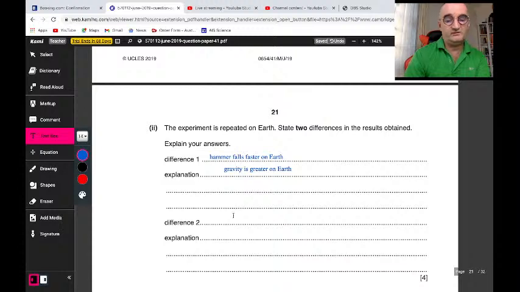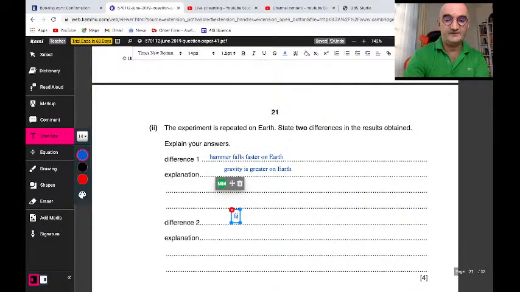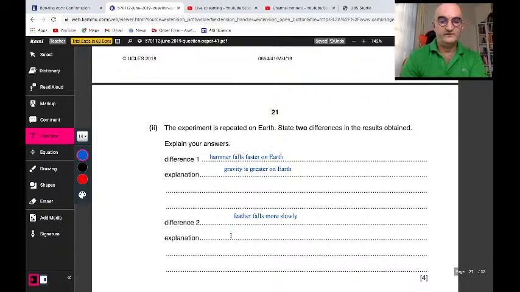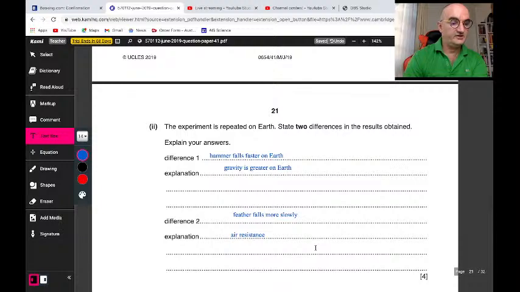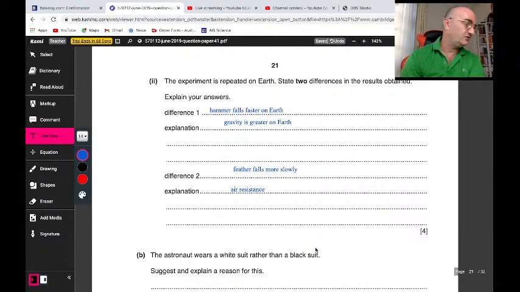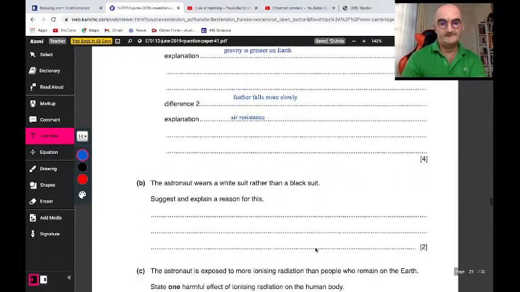Difference two, well, the corollary is that the feather falls more slowly, but for a different reason. Why does the feather fall more slowly? Because on Earth, there is air resistance. Is that enough for the mark scheme? That is enough for the mark scheme. You get four beautiful marks for that.